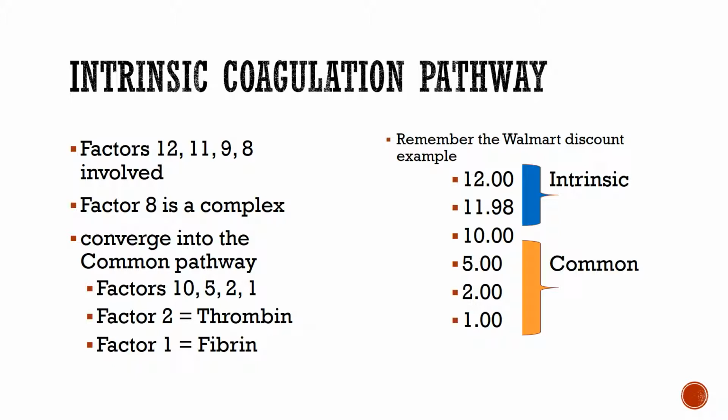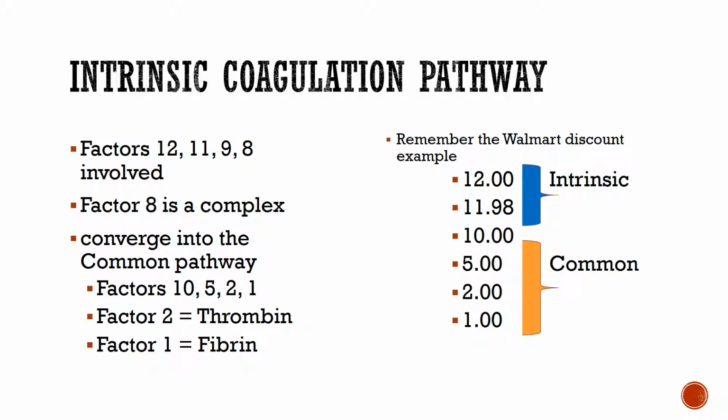So let's take a minute to talk about factor 8. Factor 8 is an acute phase reactant, and it is consumed during the cascade process. It can be activated by factor 2 from the common pathway, which is thrombin. In its inactive form, it is found in the plasma bound to von Willebrand factor. So factor 8 non-activated is a complex, and it's considered an anti-hemophilic factor.